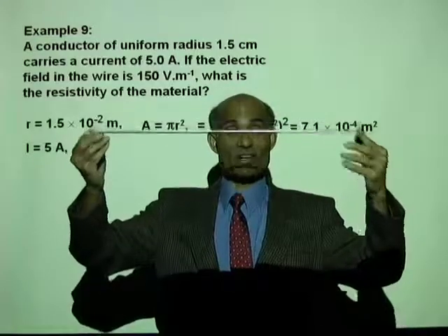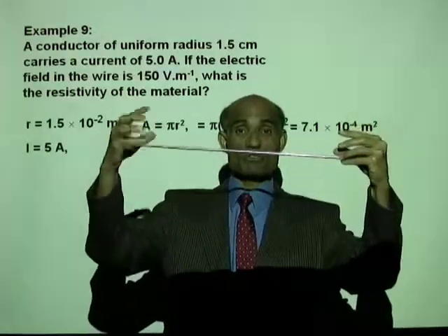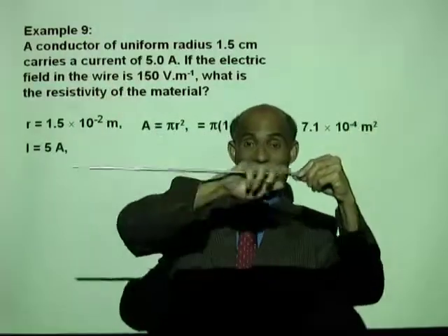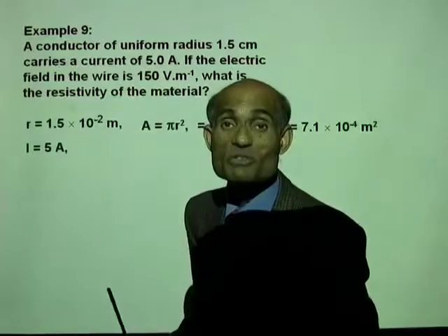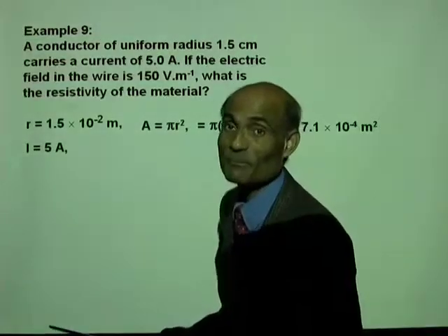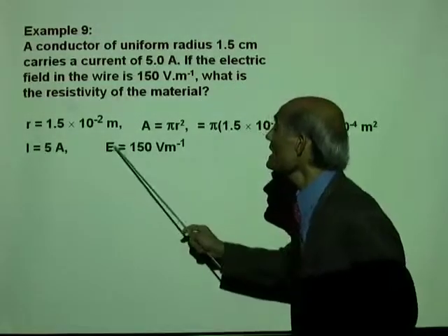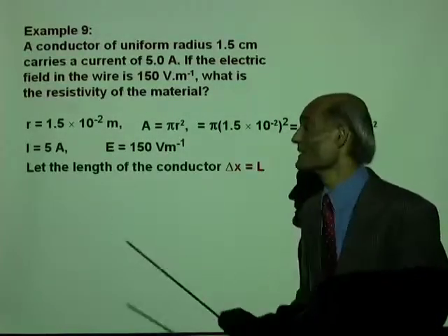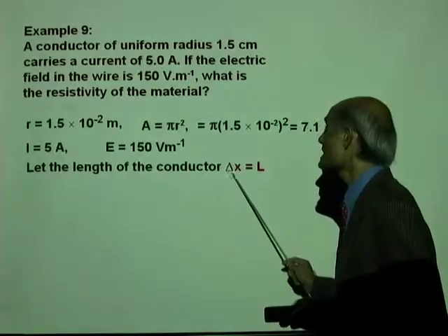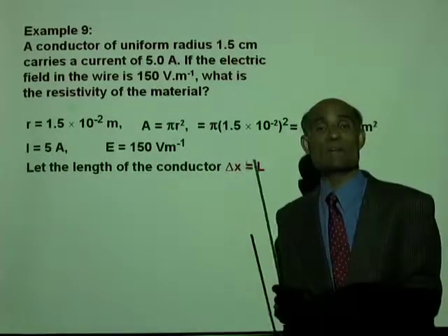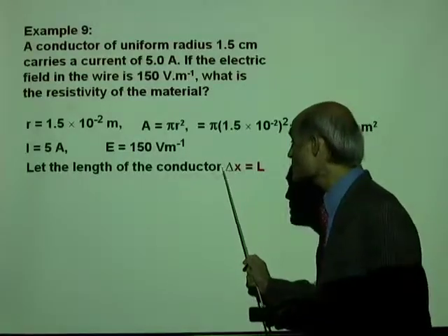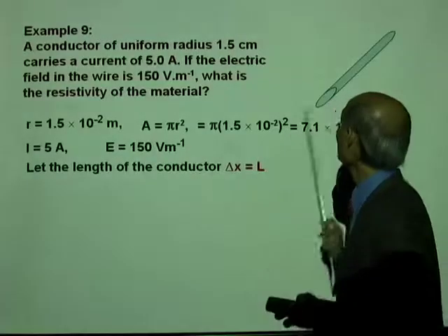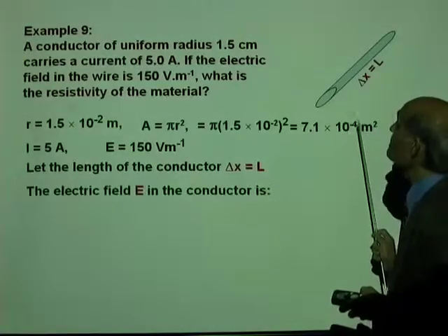The dx is the length of the wire, because the potential difference is between the two ends, and the length of the wire, delta x, is between the two ends of the conductor. Well, E is equal to 150 volt per meter. We don't know the length, so let the length of the conductor, delta x, be equal to L.